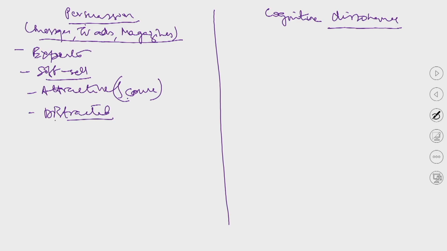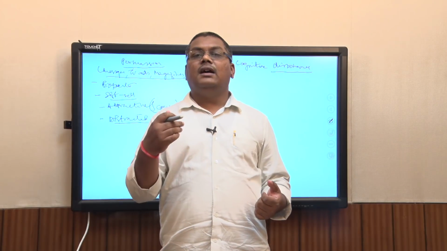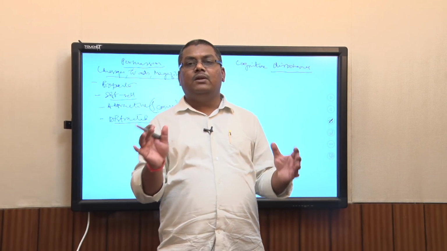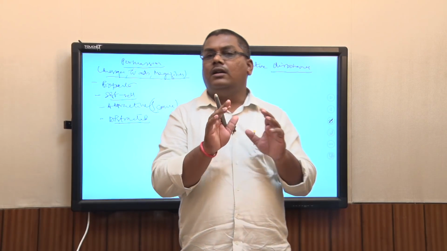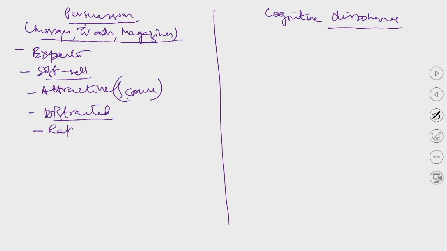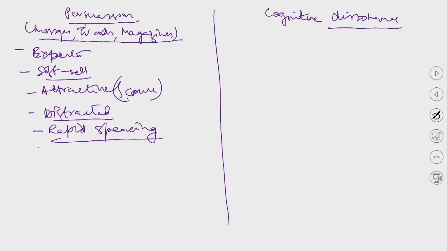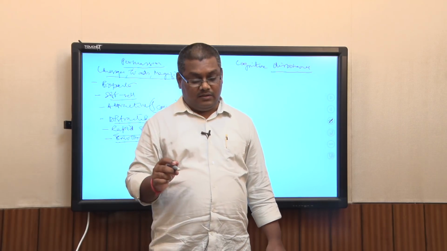Distraction. If people are distracted while they are gaining information about a particular product, they are more prone to change attitude than people who are concentrating on a particular product or a particular piece of information. Also, rapid speaking, amazingly, is one of the important factors which change attitude of people. And emotional messages. Emotional messages change attitude faster than non-emotional messages.